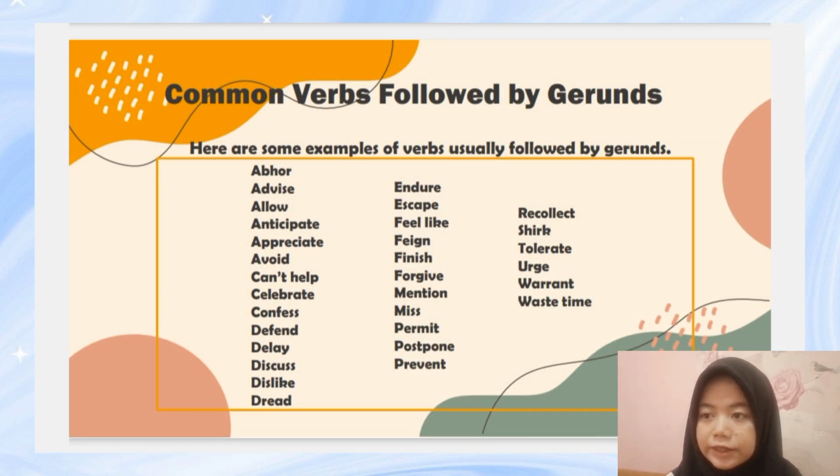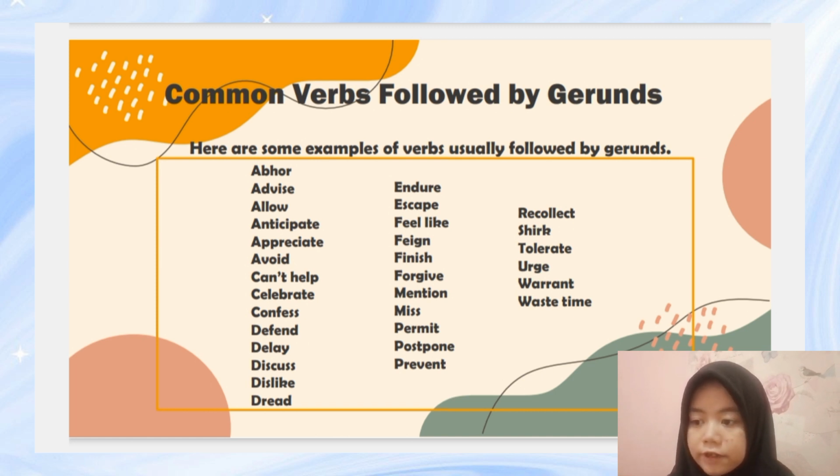Common verbs followed by gerund. Here are some example verbs usually followed by gerund: abhor, advise, allow, anticipate, appreciate, avoid, can't help, celebrate, confess, defend, delay, discuss, dislike, endure, escape, feel like, finish, forgive, mention, miss, permit, postpone, prevent, recollect, tolerate, urge, warrant, waste time.